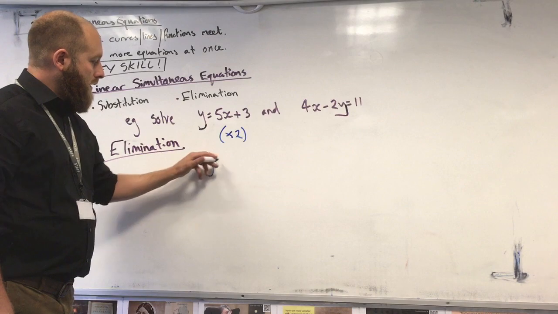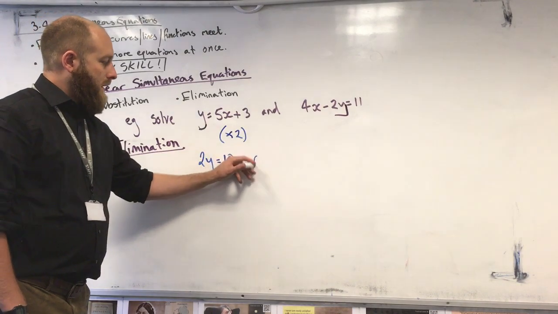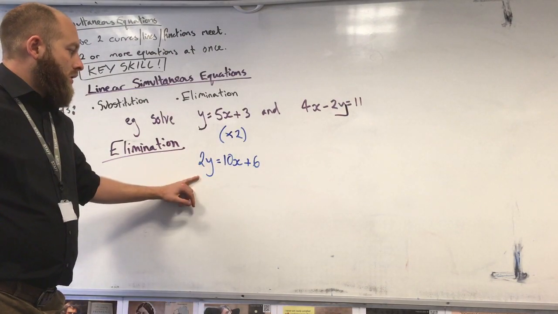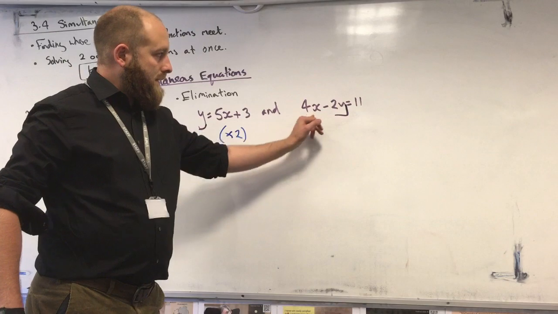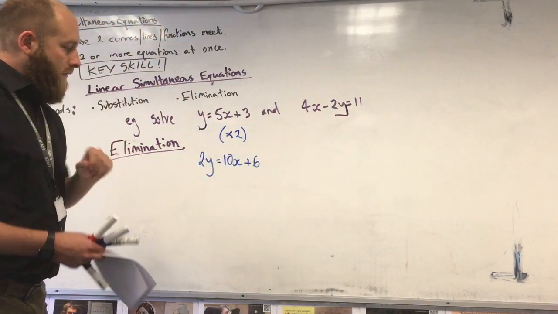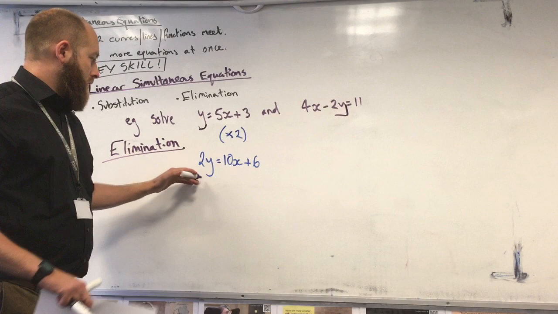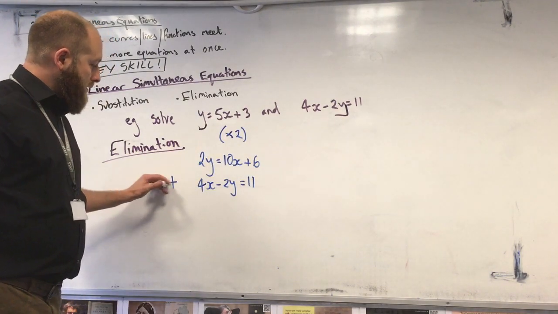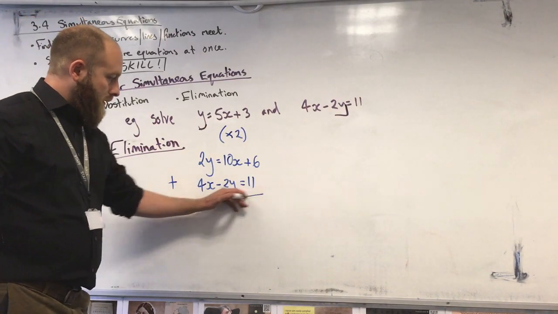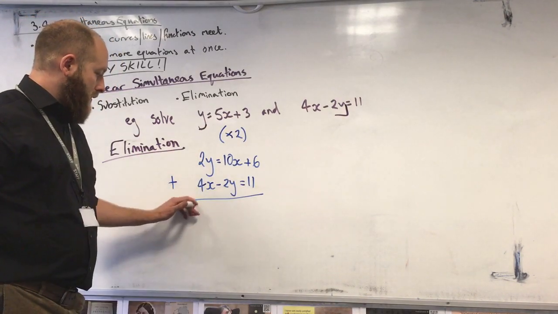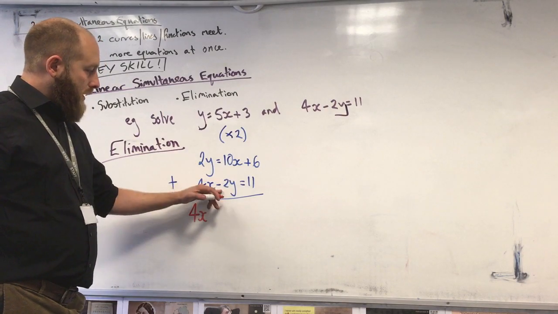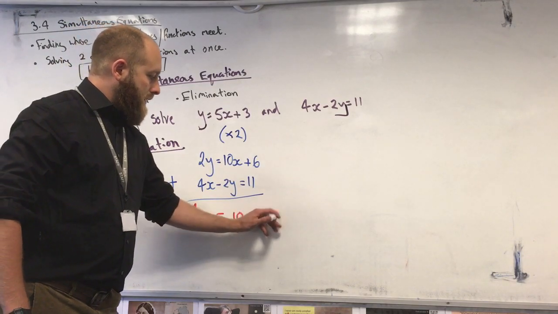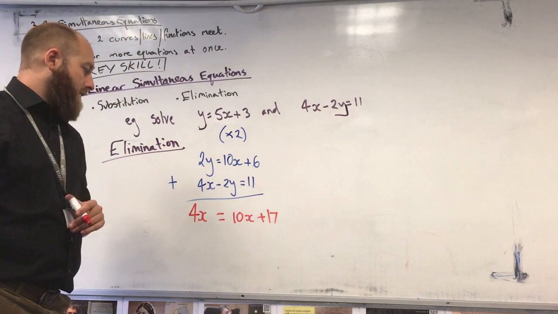So we get 2y equals 10x plus 6. And then I'm going to add this equation to this equation in order to cancel out the y's. So if I write them one on top of the other, and now we're going to add these two equations. So we get 4x, 2y minus 2y, they will cancel out, equals 10x plus 17, adding my 6 to my 11.